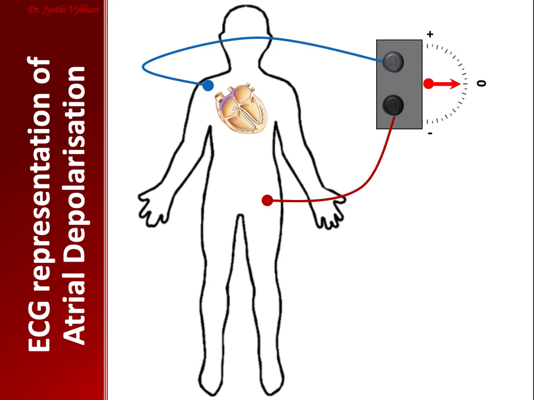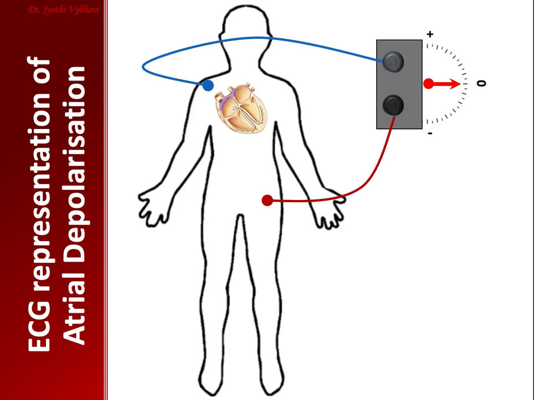Then these electrodes are connected to a galvanometer, which is connected to a pointer, which in turn is connected to a moving stylus that deflects with each electrical activity. Whatever electrical vectors come, if the vector is coming towards the positive electrode, we get a positive deflection. If the vector is going backwards, towards the negative electrode, we get a negative deflection.